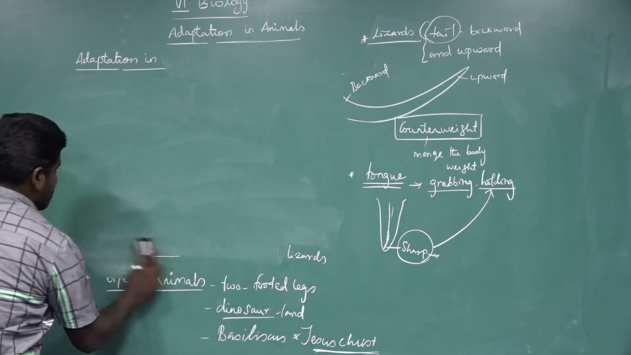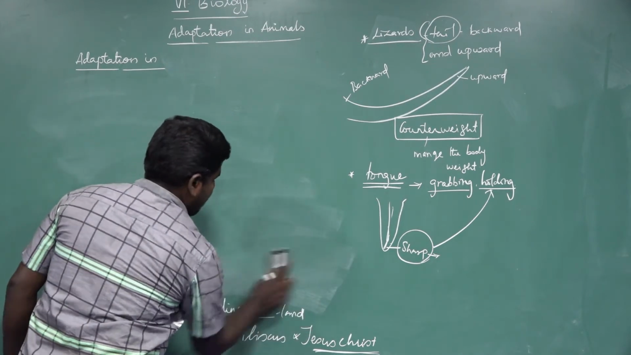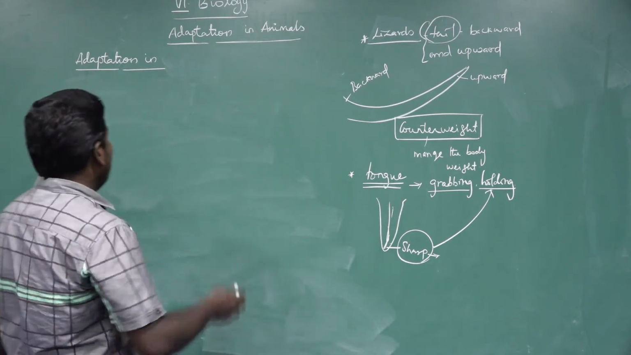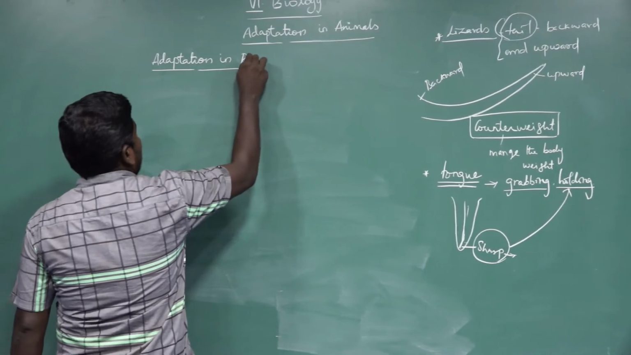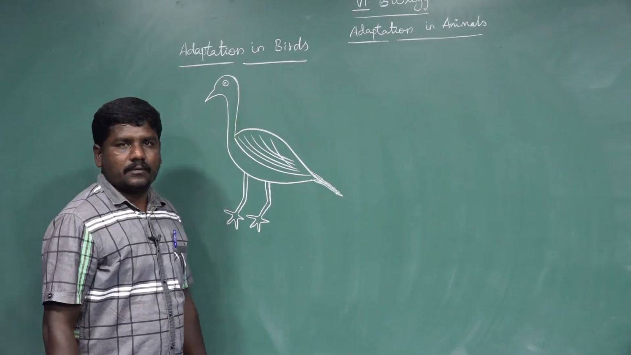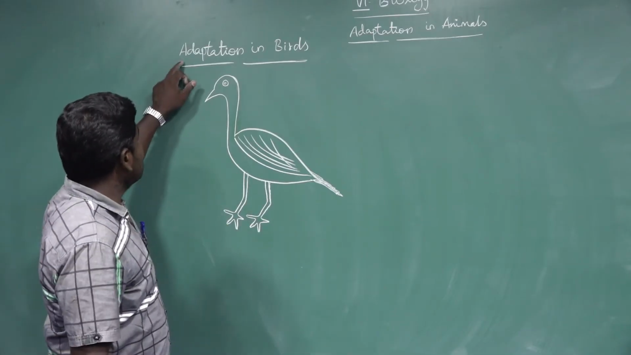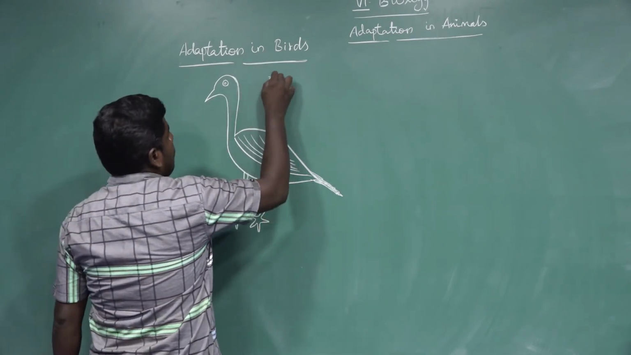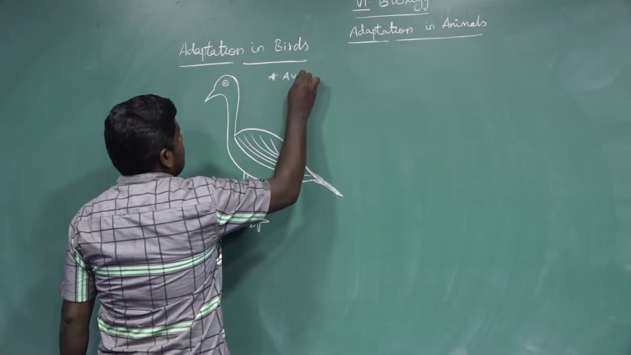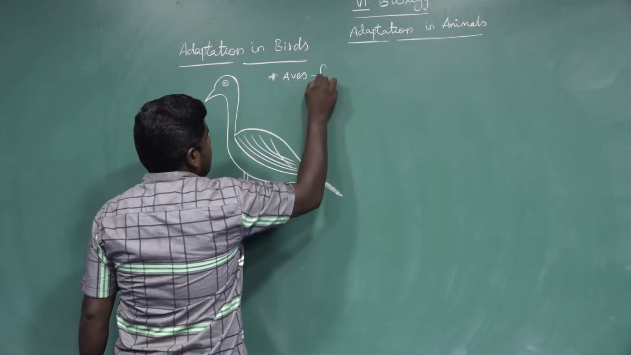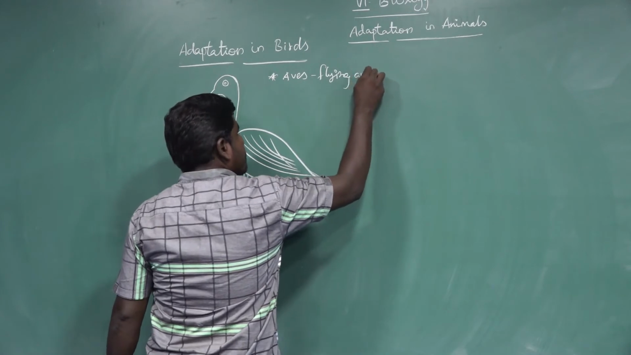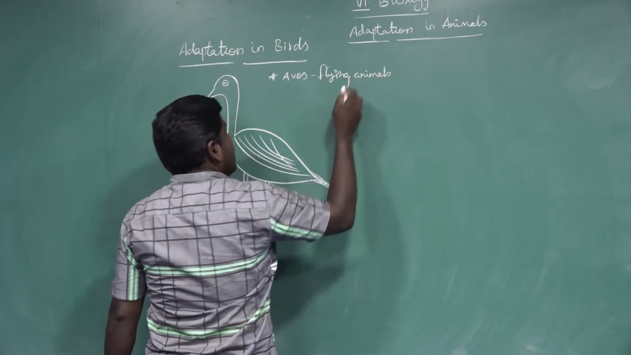So birds belong to the animal kingdom Aves. Okay, next, go to adaptation in birds. Birds belong to the animal kingdom Aves. Aves means flying animals. So that is on birds.